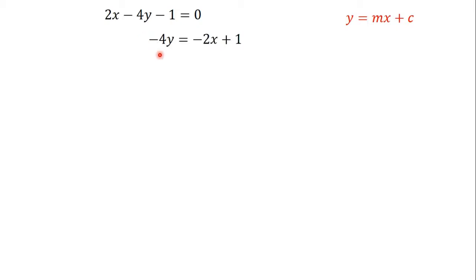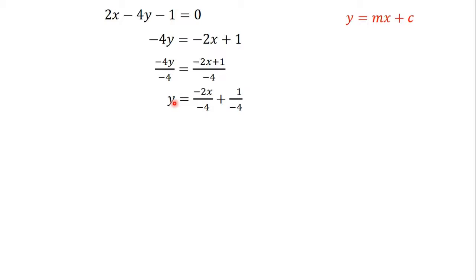In doing that, we will have minus 4y is equal to minus 2x plus 1. We divide both sides by minus 4. So you divide the left hand side by minus 4 and you divide the right hand side by minus 4. So minus 4 and minus 4 here will cancel.